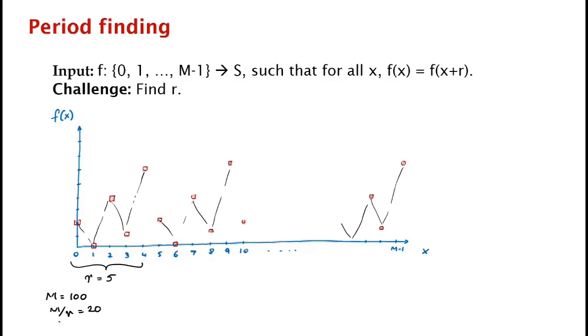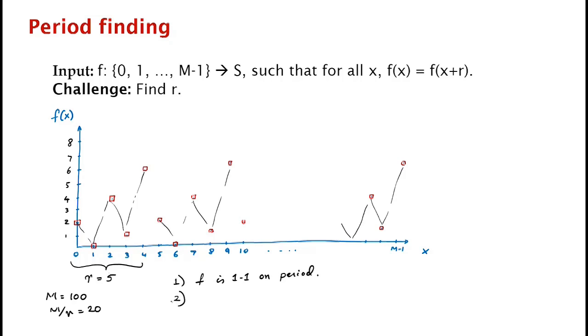Now, there's one other thing I should say about this function, which is if you look at it on a single period, then f is 1 to 1. So you never repeat values. Let's label the y-axis: 0, 1, 2, 3, 4. What are the values of f on a period? It's 2, 0, 4, 1, 6, right? So no repetitions. And so this is an essential condition for period finding. Our first condition is f is 1 to 1 on each period.